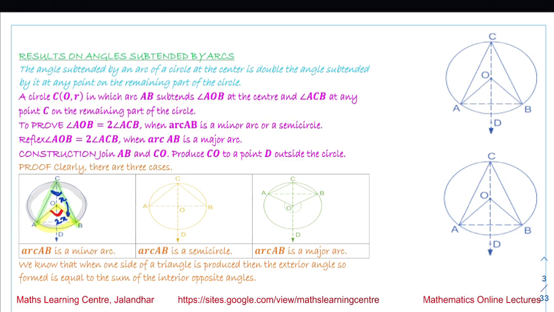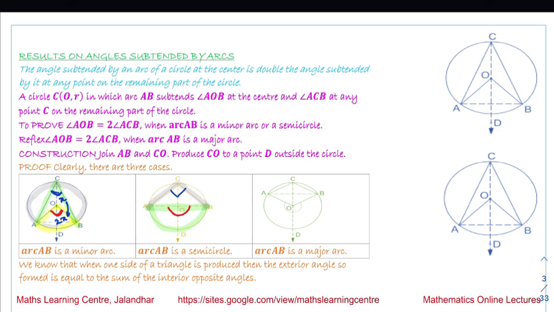So we are having three cases over here. The first is that the arc AB is the minor arc. Second is the arc AB is the semicircle. So in case of semicircle, we are saying this AOB is the diameter. We are talking about this arc over here. The arc subtends this angle as 180 degrees, and the angle subtended on the circle, we have to prove that this angle is half of this angle. That is, this angle is 90 degrees.